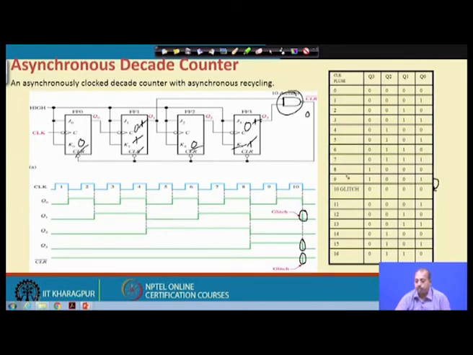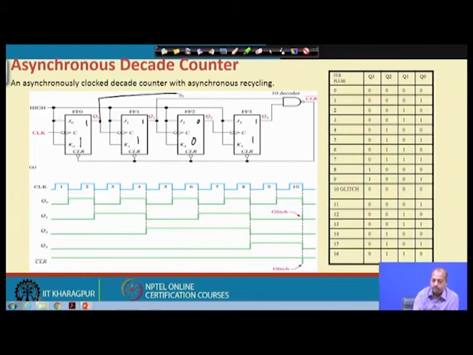Whatever mod value is given, suppose I am asked to design a mod 11 counter. Mod 11 means 1011. In that case I have to take a NAND gate where these connections will be there. This is 1 0 1 1. These two ones are already there, so I have to take this one also and connect it as another input to this NAND gate.